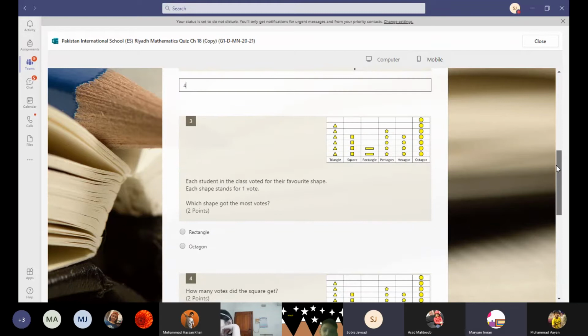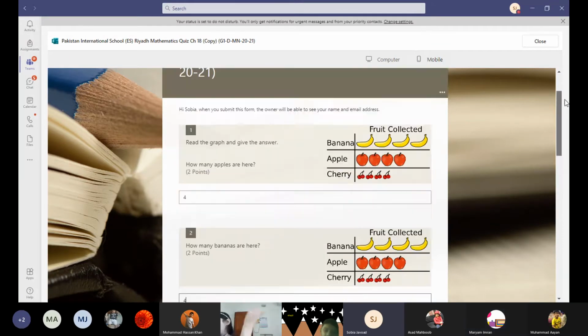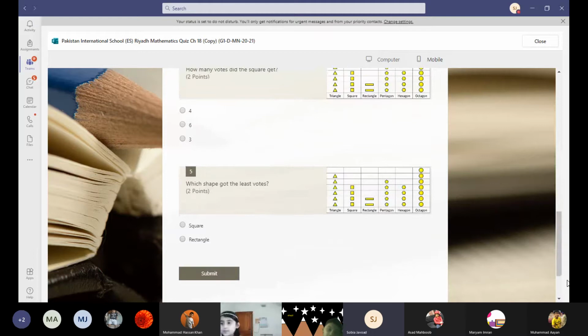This is the 5th question. Because I will add the marks for the first 2 questions. Okay. Do you understand? So don't worry about your marks. Tell the 5th question. Yeah. Okay. Which shape got the least votes? Done?